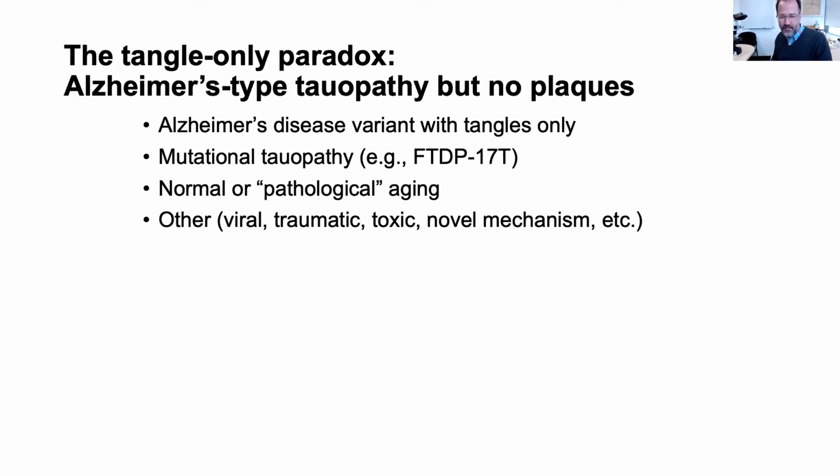But I knew that there was something different about them because they weren't normal. They were demented. So it was very hard for me to call it normal. But this idea that it could have been some kind of pathological aging was intriguing, and we'll talk about that. I mentioned all these other mechanisms: viral, traumatic, toxic, something new. So these were ideas that were all kind of on the table.